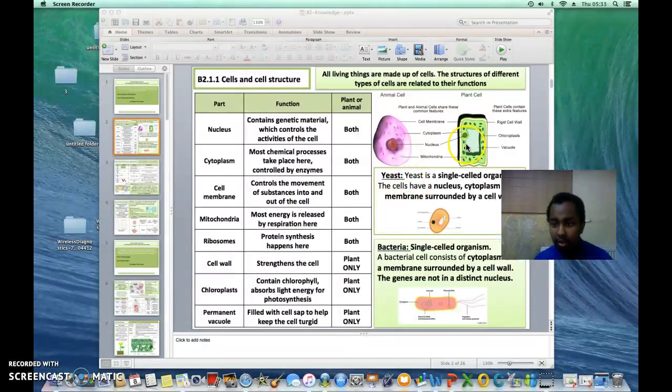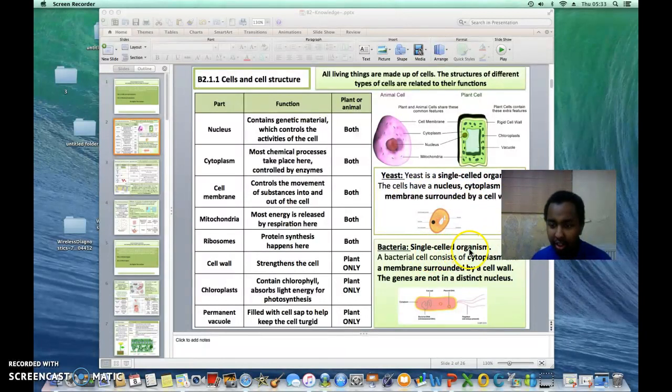Let's move on to yeast. Yeast is a single-celled organism. Yeast has a nucleus, cytoplasm, and a membrane surrounded by a cell wall. Essentially, it only has nucleus, cytoplasm, cell membrane, and cell wall.